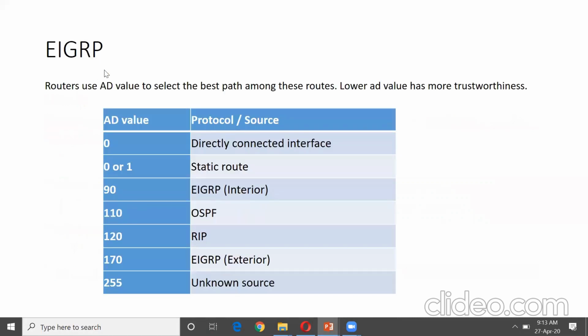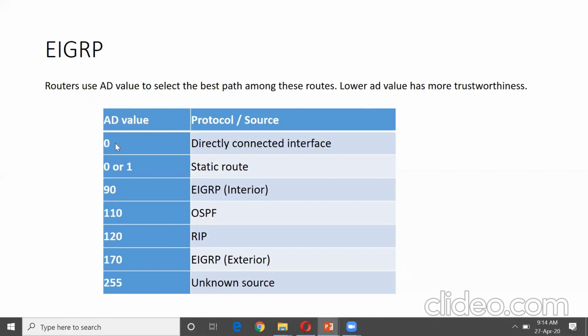Now we are going to discuss the AD value. AD is administrative distance. The router uses the AD value to select the best path among routes, because one router can have multiple paths towards a destination. From those multiple paths, the best path will be selected. So a lower AD value has more trustworthiness, right? The lower the value, the better the protocol.